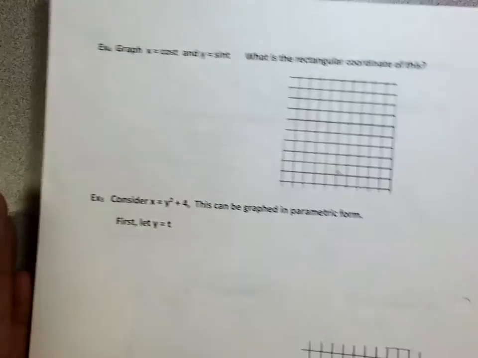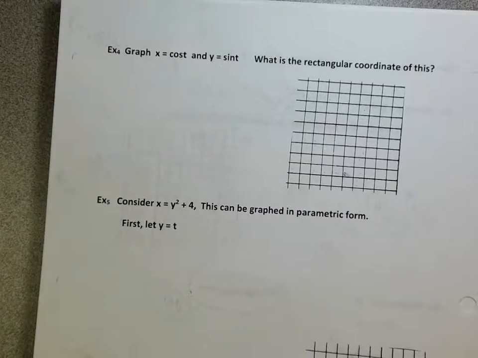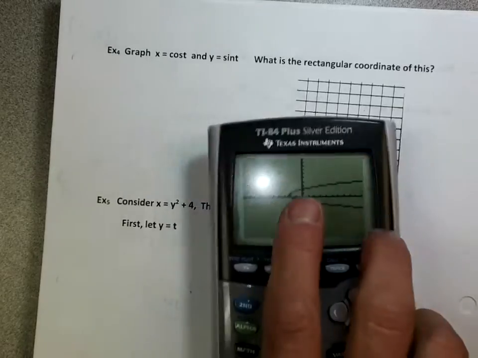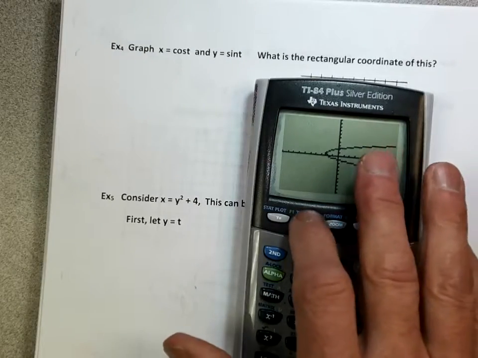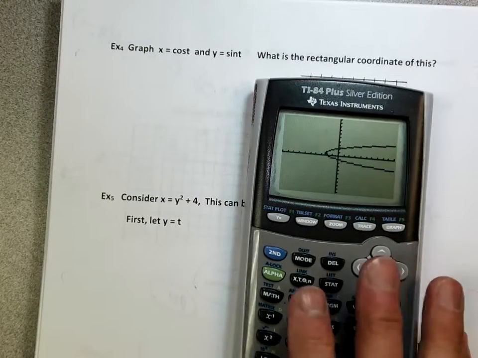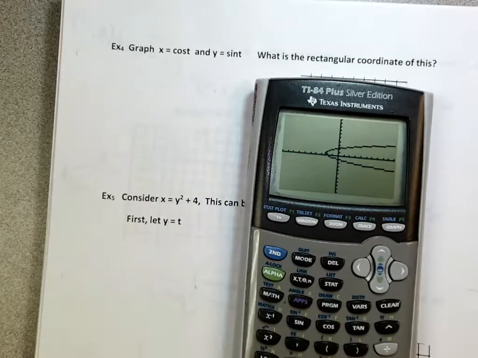All right, example 4. Let's graph first x equals cosine t, y equals sine t. Now, the question is, do you want to do degrees or radians? Does not matter to me, but we're going to have to use one or the other. Okay, degrees, radians.